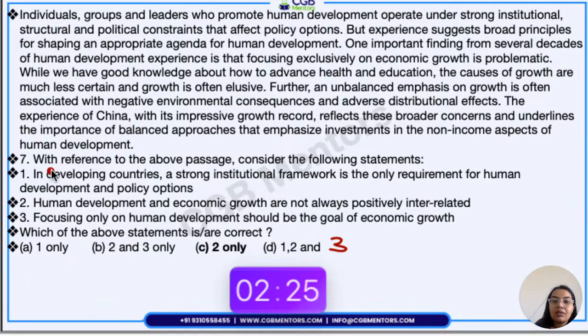Now, with the reference, consider the following statements और इन तीनों में से which thing is true as per the passage. सो पैसेज क्या बोलता है? Individuals, groups and leaders who promote human development operate under strong institutional and political constraints. सो हर तरीके के constraints हैं that affect policy options, but experience suggests broad principles for shaping what an appropriate agenda for human development. Experience बोलता है broad principles are needed.